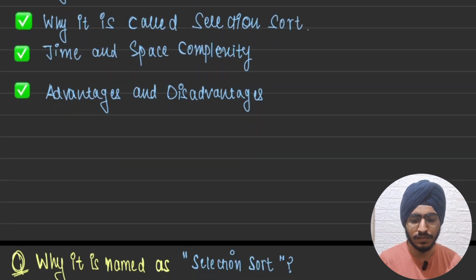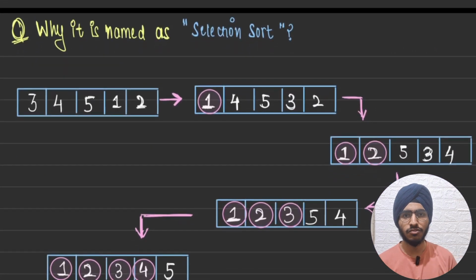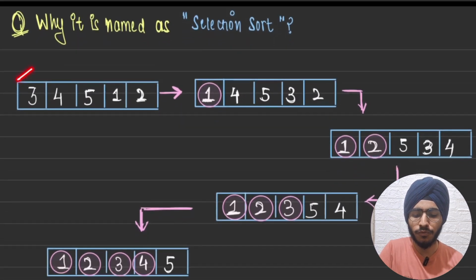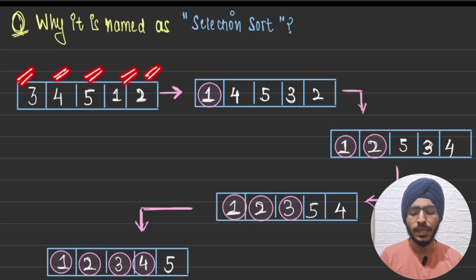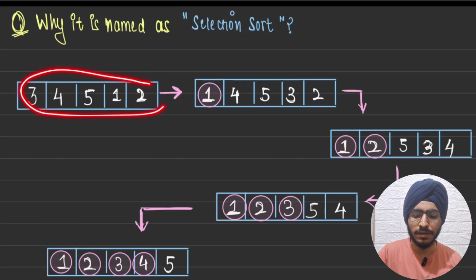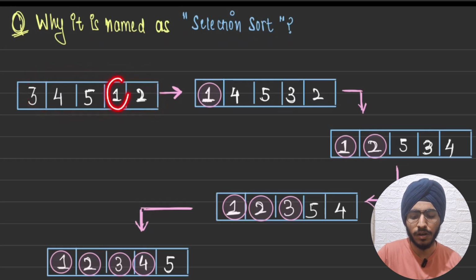So first let's discuss why it is named selection sort. Let's say we are given this array 3, 4, 5, 1, 2. Now in this array, we will select the smallest element. What is the smallest element? 1. Keep it at first position.